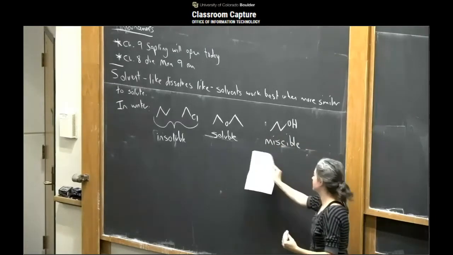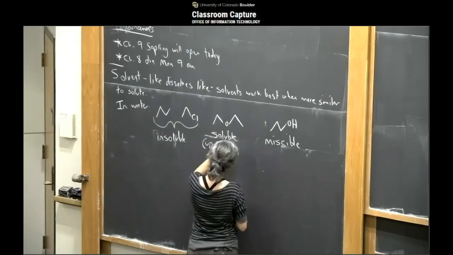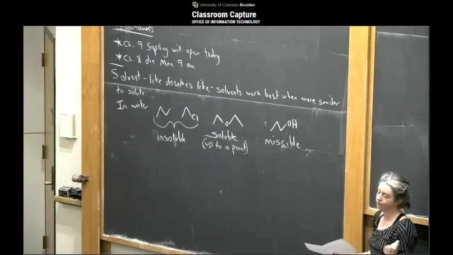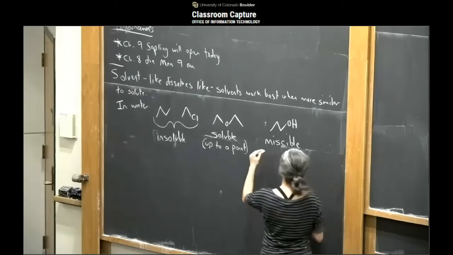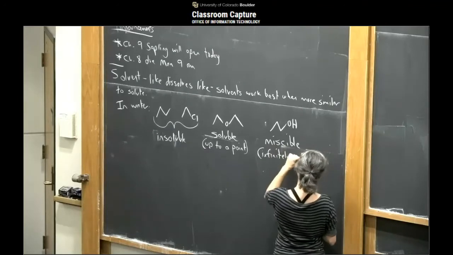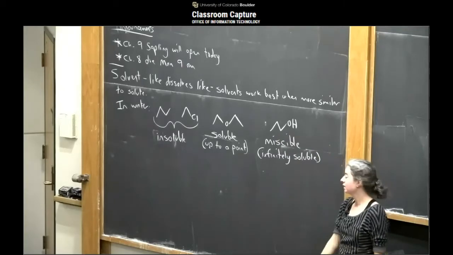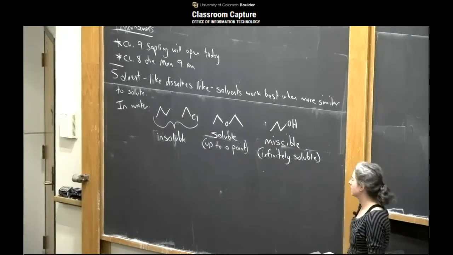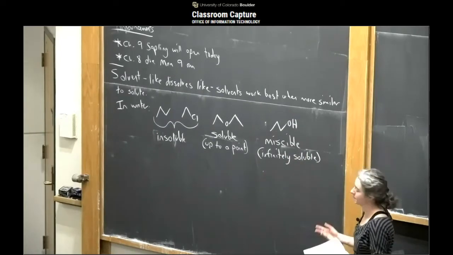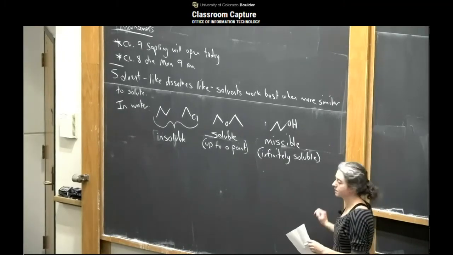The difference between soluble and miscible is that with soluble, eventually you hit a point where you can't fit any more into solution. Miscible means infinitely soluble. So no matter what ratio of water and propanol you mix together, they'll still mix just fine. They won't separate out. Miscible just means literally mixable. You can mix them together in whatever proportions. Questions about this?